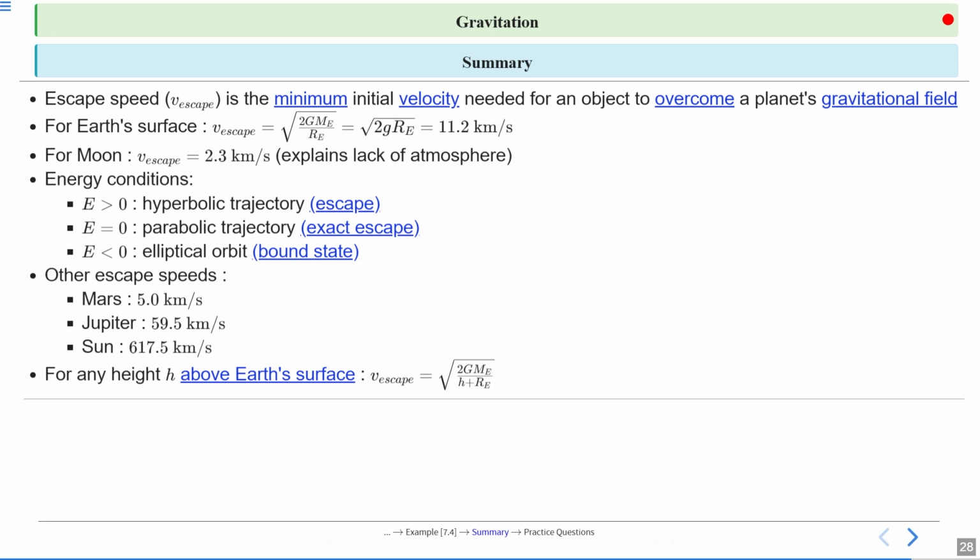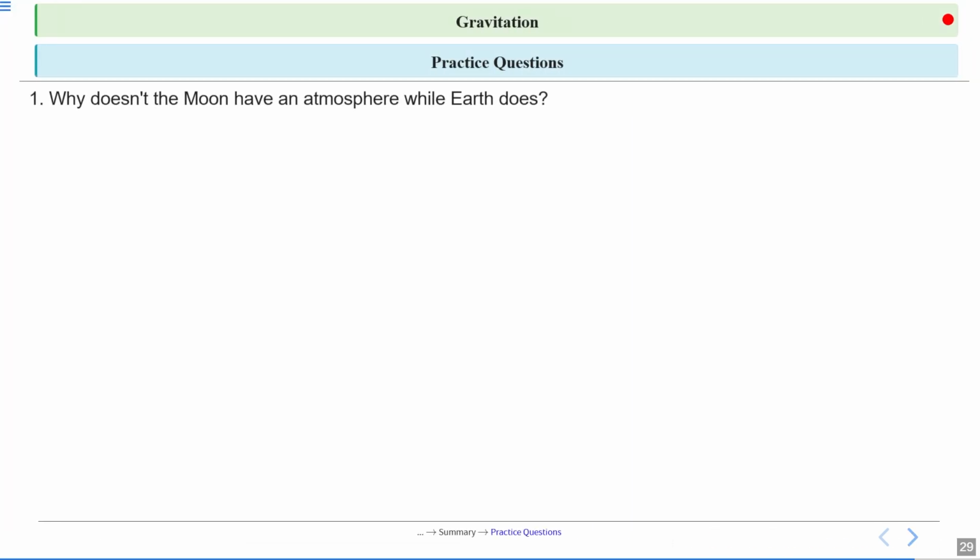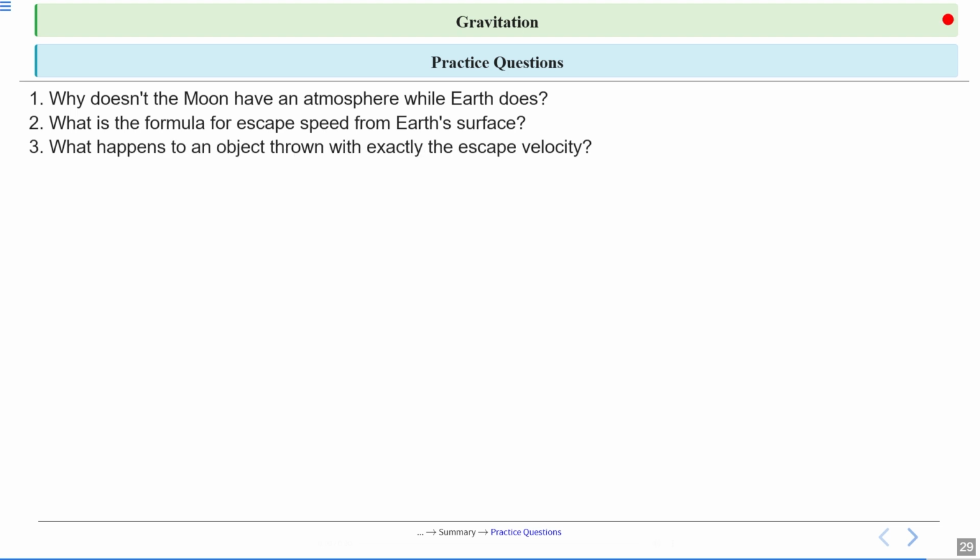Alright, so at the end of the lecture we have some practice questions. These will not only help you revise today's concepts but also build your problem solving skills. And most importantly, solving these questions will help you a lot in your exam preparation. So first, why does the moon not have an atmosphere while Earth does? Second, what is the formula for escape speed from Earth's surface? What happens to an object thrown with exactly the escape velocity?